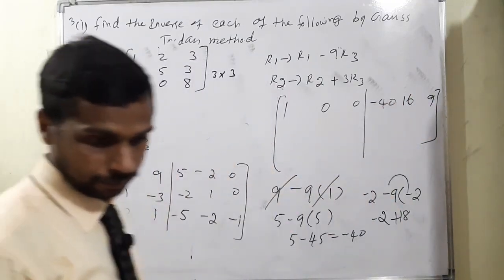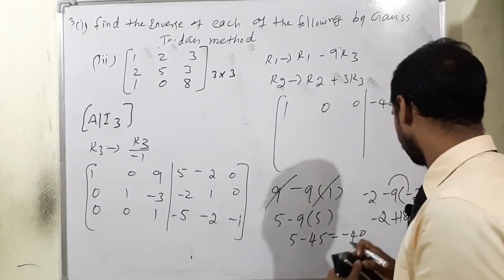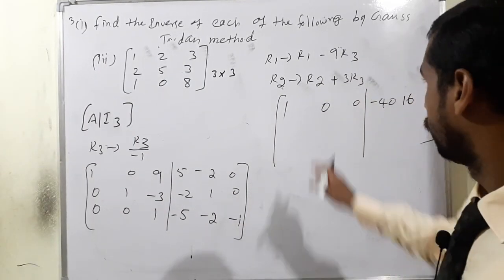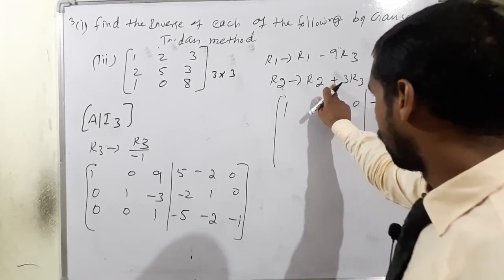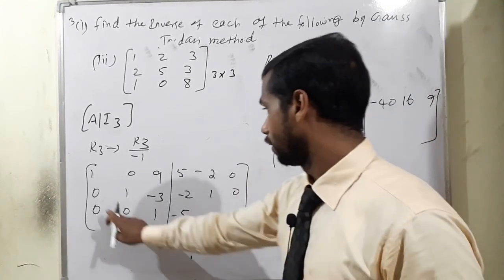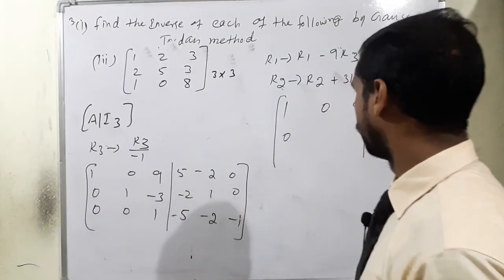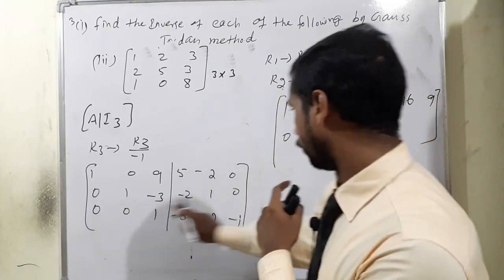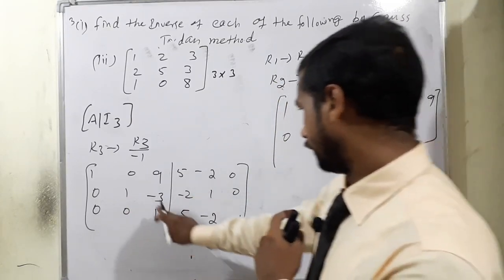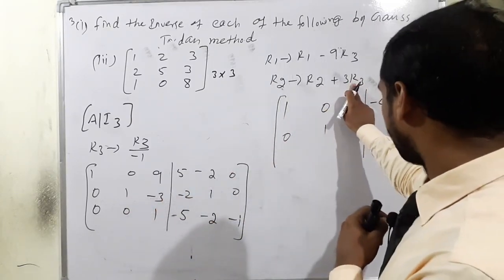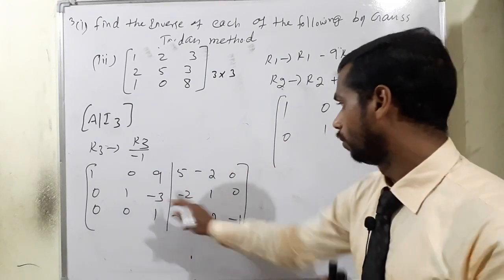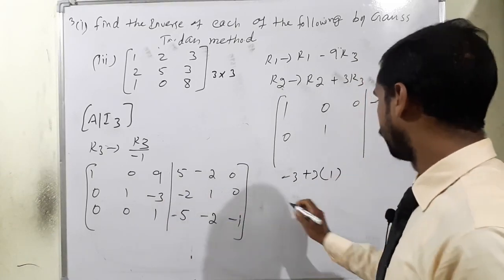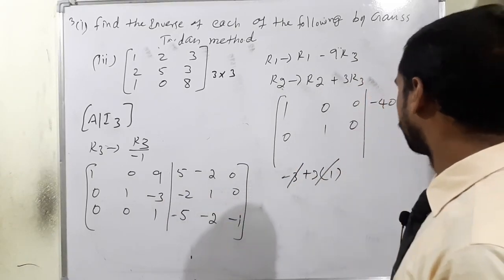Now next condition. Next one, R2 gives R2 plus 3 into R3, isn't it? R2, R3 comparing means R2, R3 already 0. Directly we can write it. Next one, 1. Already R3 comparing value 0 is there, so directly we can write it 1. Next one minus 3 and R3 is there. Listen, R2 value, so minus 3 plus 3 into R3 value already 1 is there. Definitely minus 3 plus 3 cancel means 0.